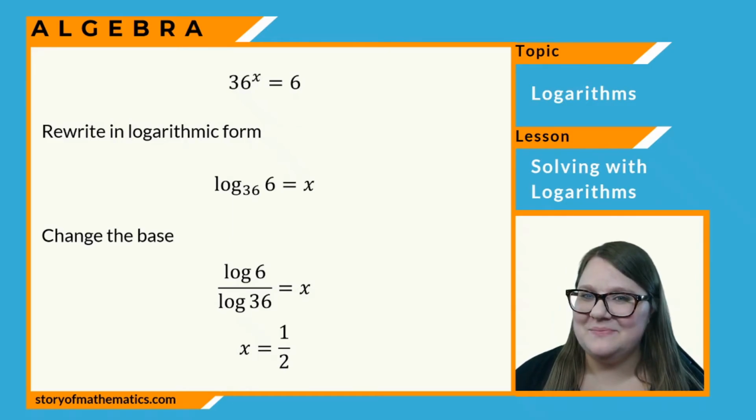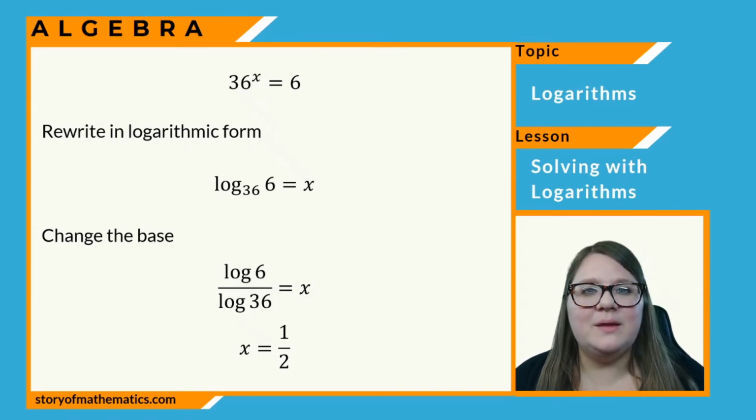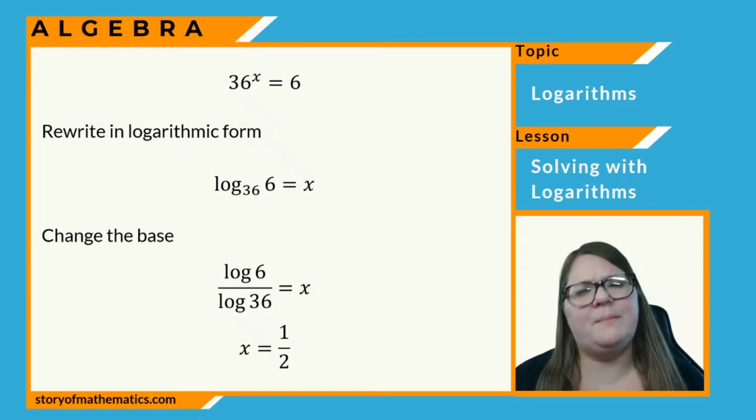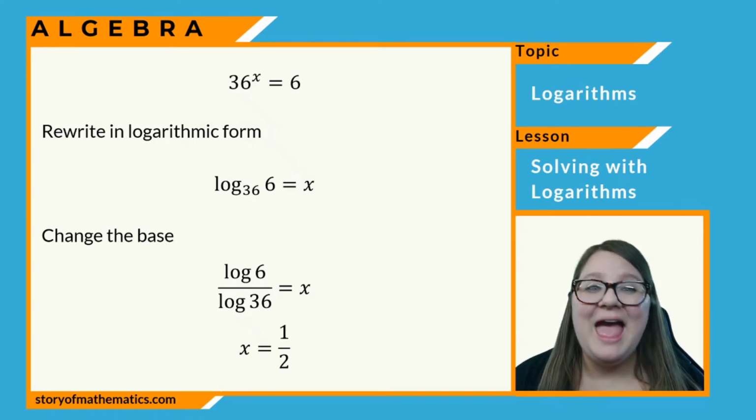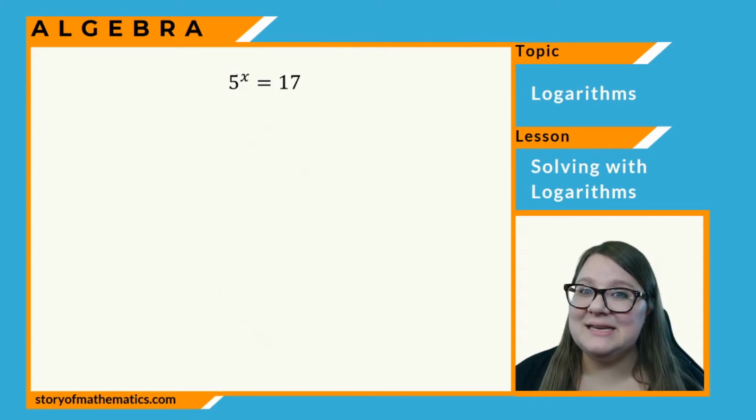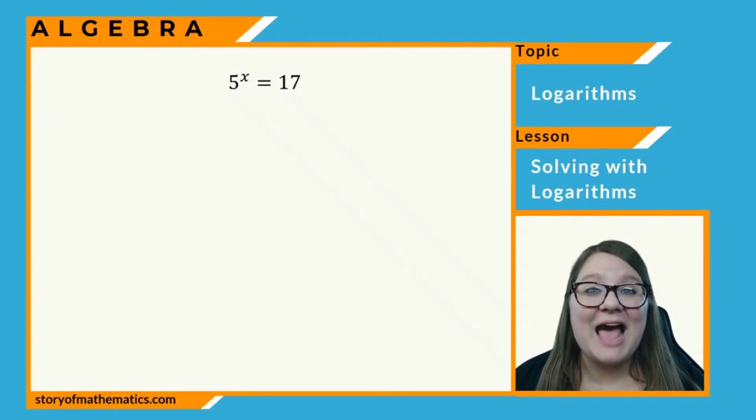So that makes sense. Now, so far, we've been working with numbers that we could probably have figured out by trial and error if we tried hard enough. However, let's take a look at this next question. 5 to the x equals 17. Well, 17 is not a power of 5. There is really no way that we're going to get a whole number answer at this.